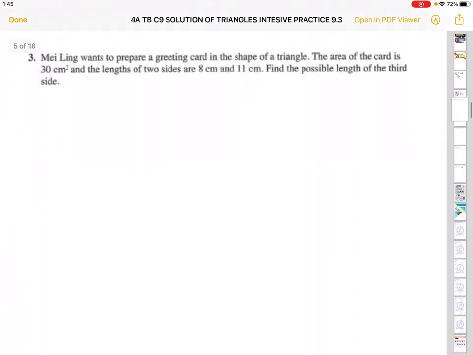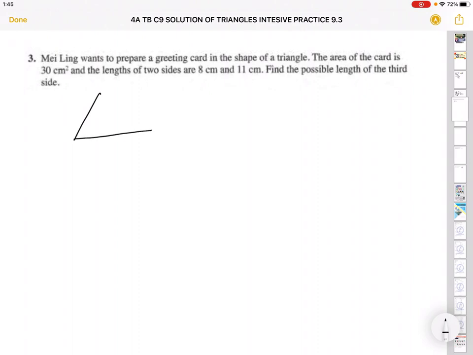Mei Ling wants to prepare a greeting card in the shape of a triangle. The area of the triangle is 30, and the lengths of two sides are 8 and 11. So let's draw just a sketch, like this. This is 8, this is 11, and this angle is theta. The opposite length, I don't know. Now they say find the possible length of the third side.